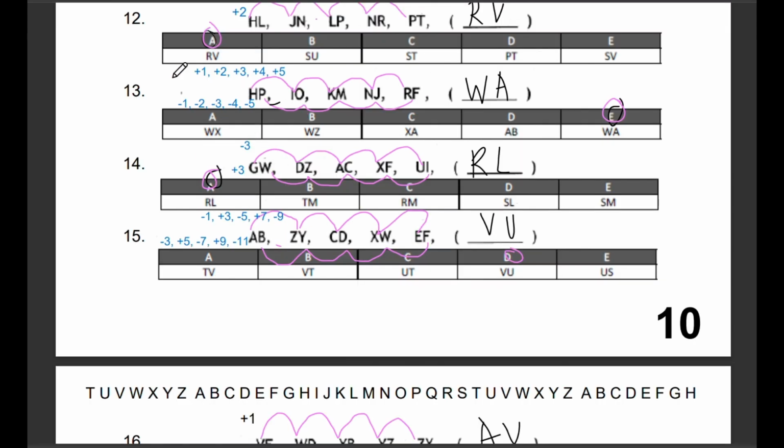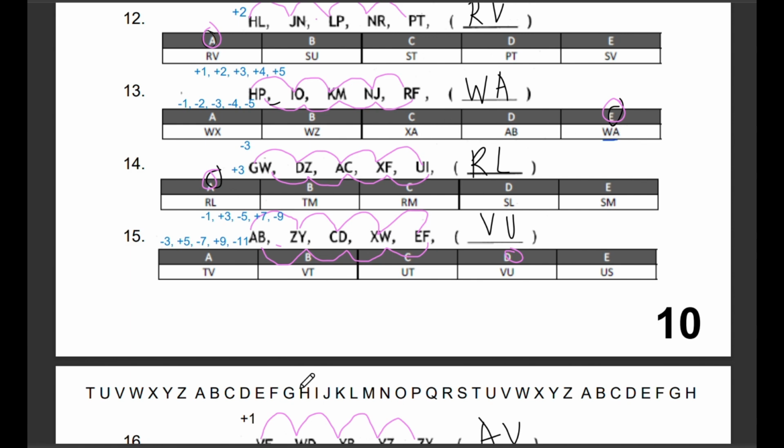Look at question 13. The series we're working with is HP, IO, KM, NJ, RF, and we want to find the next pair in the sequence. Our options are A, WX; B, WZ; C, XA; D, AB; and E, WA. The answer here is E, which gives us WA.